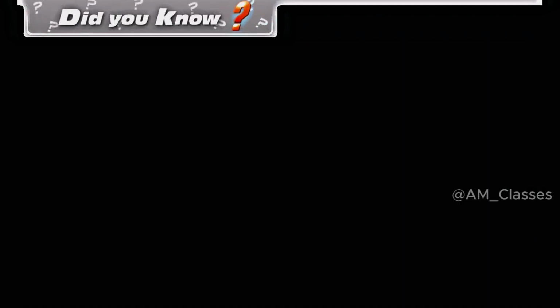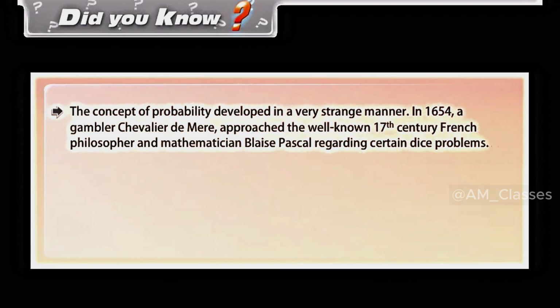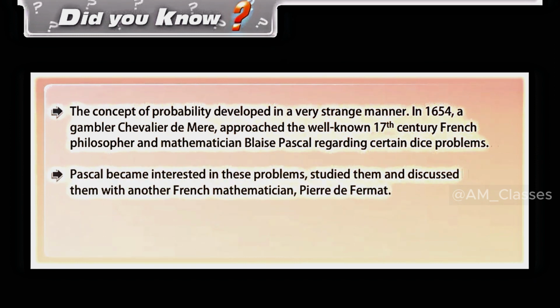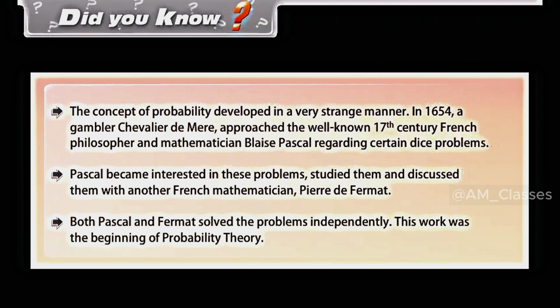Did you know? The concept of probability developed in a very strange manner. In 1654, a gambler, Chevalier de Mere, approached the well-known 17th century French philosopher and mathematician Blaise Pascal regarding certain dice problems. Pascal became interested in these problems, studied them, and discussed them with another French mathematician, Pierre de Fermat. Both Pascal and Fermat solved the problems independently. This work was the beginning of probability theory.